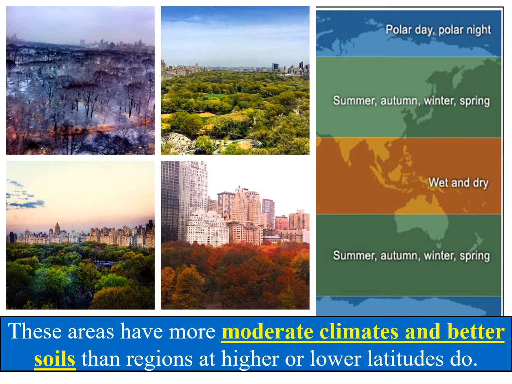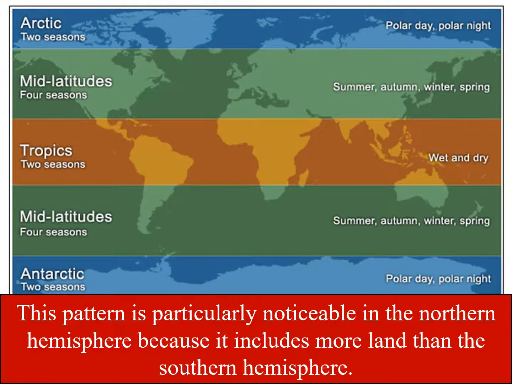These areas have more moderate climates and better soils than regions at higher and lower latitudes do. We don't live in large numbers in the low latitudes, except for a few exceptions like Indonesia, because tropical climates are not good for human agriculture. We don't live in the polar latitudes or the high latitudes because it's too cold for our human agriculture. This pattern is particularly noticeable in the northern hemisphere because it includes so much more land than the southern hemisphere.